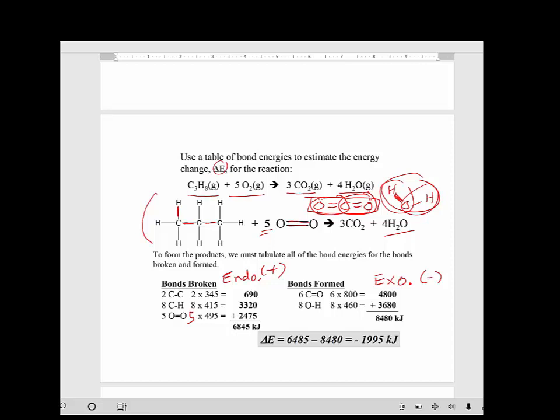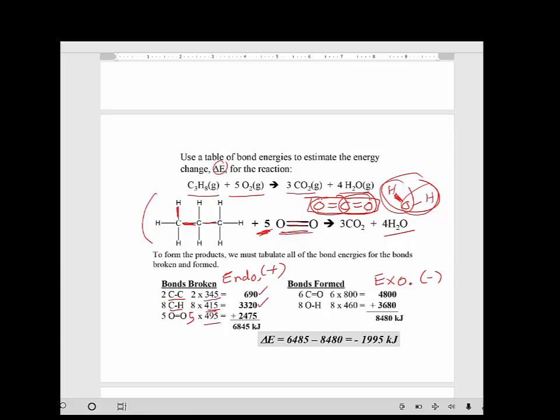So we'll go to a table of bond energies and we'll look up the bond energies for C-C bonds, for C-H bonds, for an O2 double bond, a C double bond O, and for O-H bonds. The table tells us that each carbon-carbon bond has a bond energy of 345 kilojoules per mole. Each C-H bond has a bond energy of 415, and each O2 molecule has a bond energy of 495. Since there are two C-C bonds, we multiply the 345 by 2, the 415 by 8, and each O2 bond energy by 5, because there are 5 O2 molecules on the reactants.